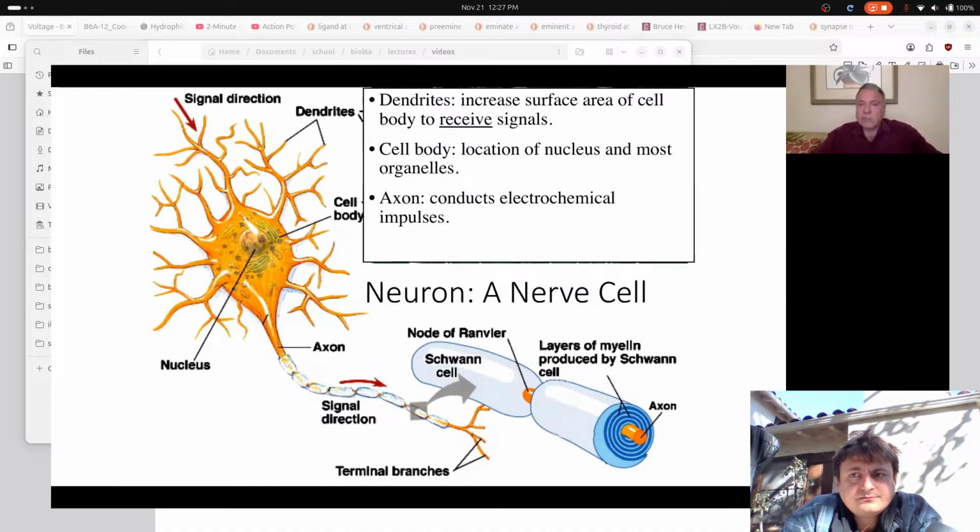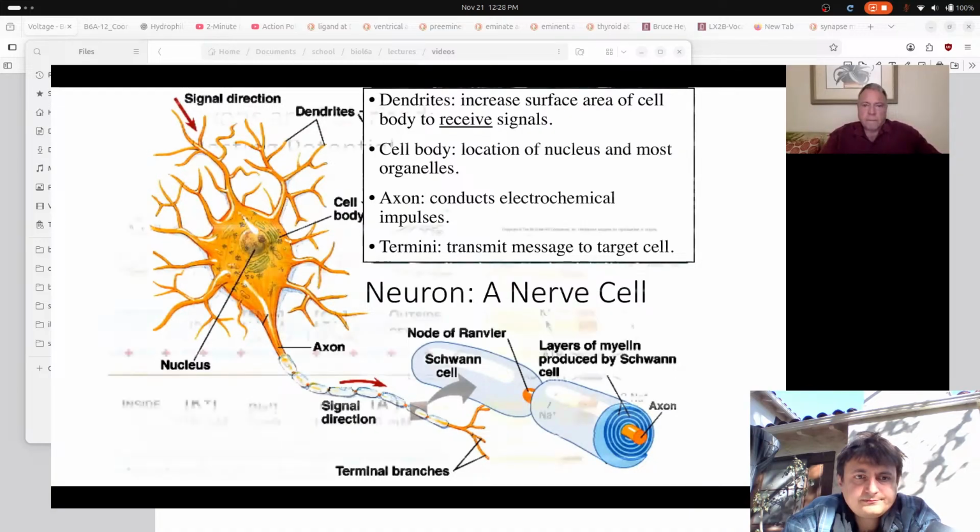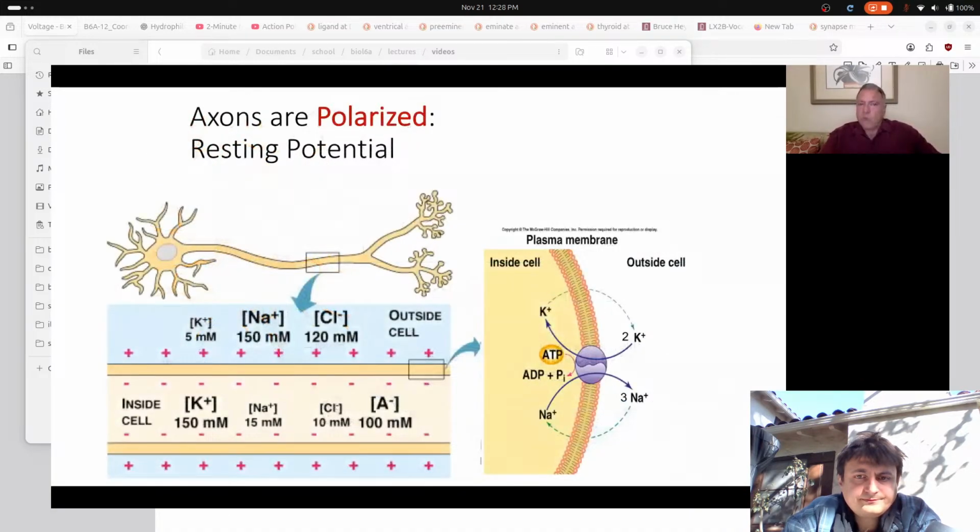These are a series of electrochemical events. And then the terminus, where we're transmitting that message to target cells. So that's the producing of the signal molecule that's going to diffuse or bind to a receptor and stimulate or inhibit another cell. And so he said, in order for an axon to work, it needs to be polarized. There needs to be this concentration gradient and therefore a charge gradient across the membrane.